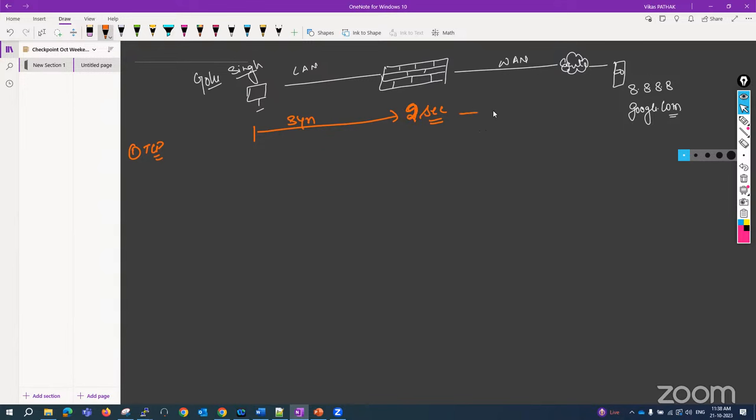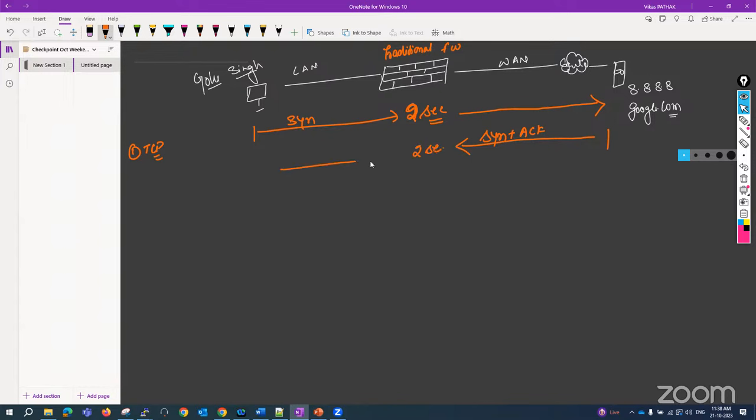2 seconds to process this packet. After this, the packet has been processed and forwarded towards google.com. Now Google will send what? The second packet, from server to source, is SYN plus ACK. Again, this packet will come to the firewall. So this is a traditional firewall. Again this SYN-ACK will come to the firewall, and the firewall will do all the things again, another 2 seconds.